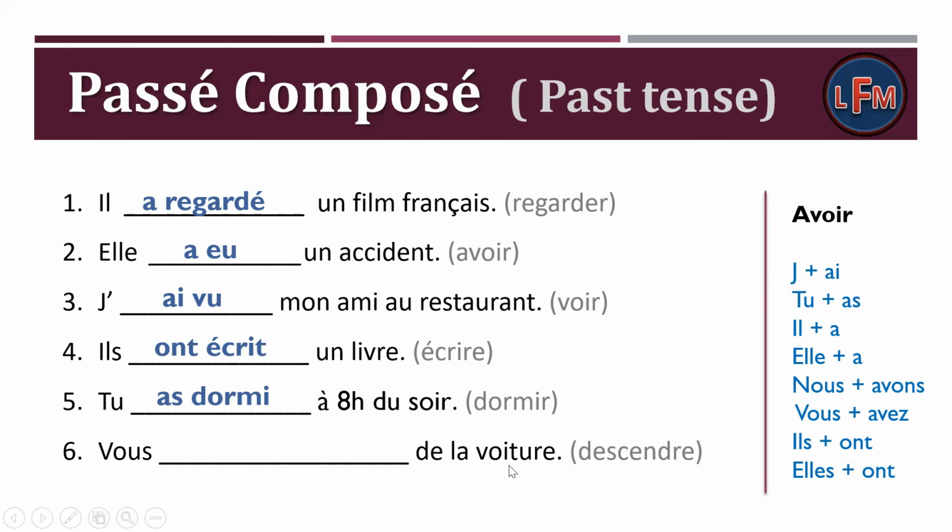Vous dash de la voiture. Here the verb is descendre. What is the participe passé of the descendre verb? It is descendu. So first take the avoir verb with vous, which is avez. Vous avez descendu de la voiture.